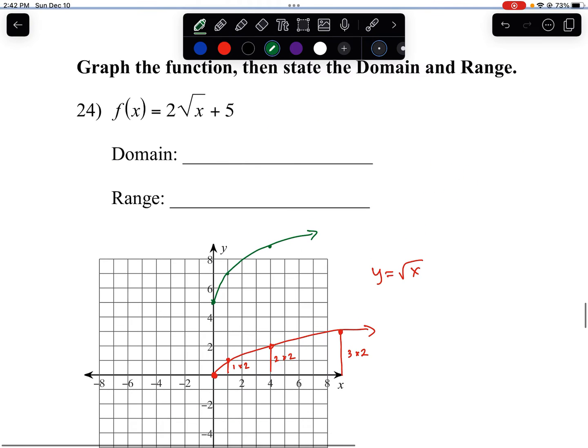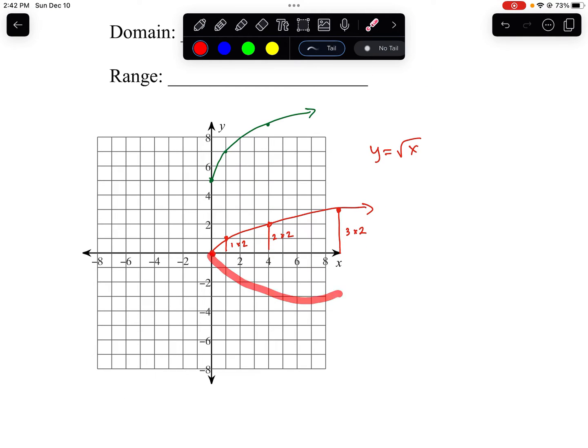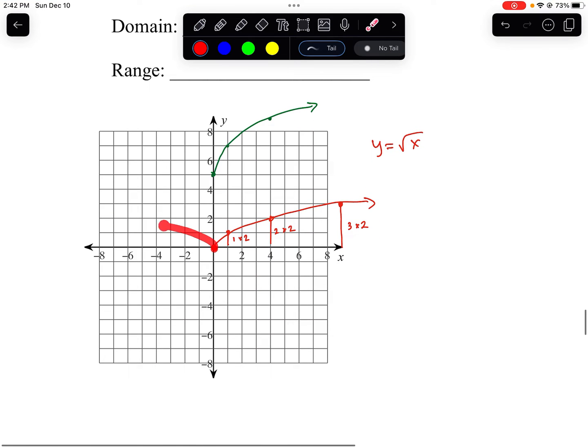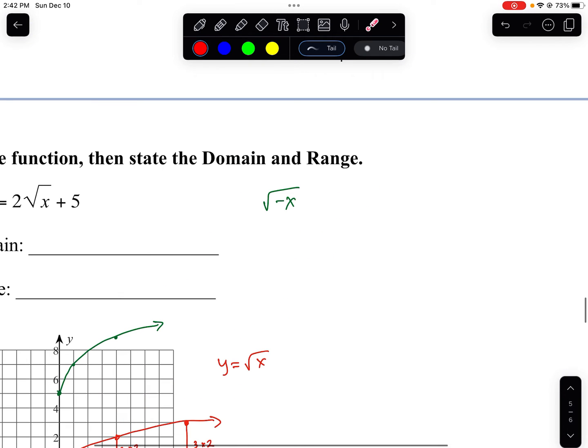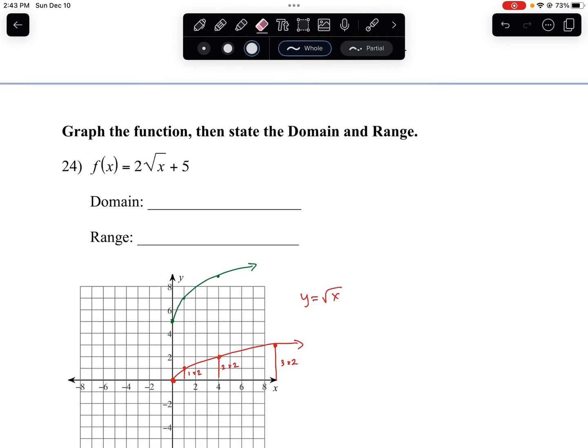Just be familiar with all the transformation rules. If you had a negative square root of x, this would be a reflection over the x-axis. That would mean that it would go this way instead of upwards. If you had the square root of negative x, this would be a reflection over the y-axis, meaning that my function would be going to the left instead of to the right. If I have the square root of x minus 2, this would be a shift to the right 2. If it was plus 2, it'd be left 2, and so on and so forth. So just be familiar with all transformation rules.